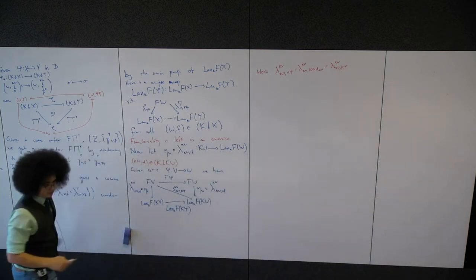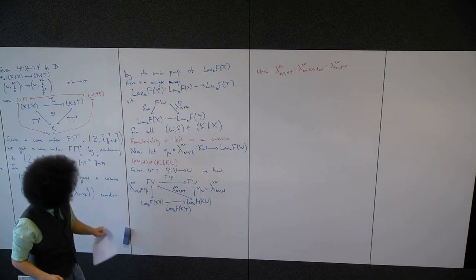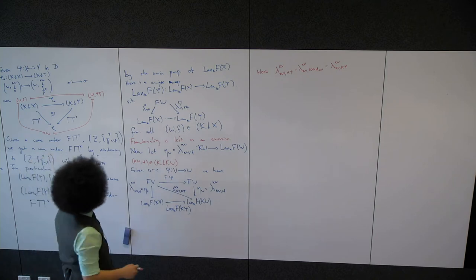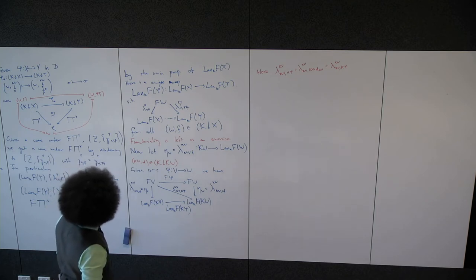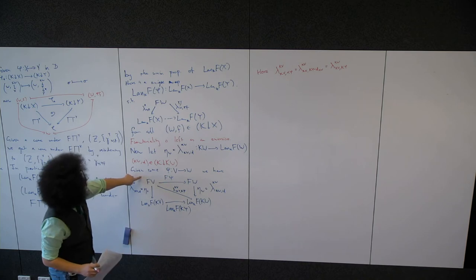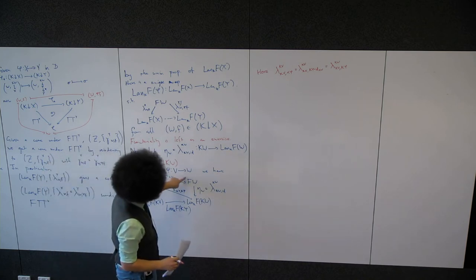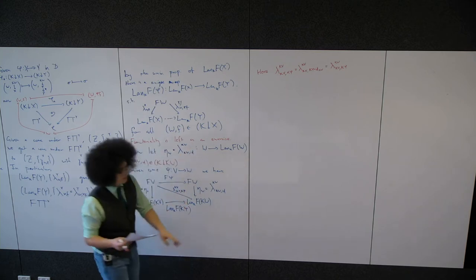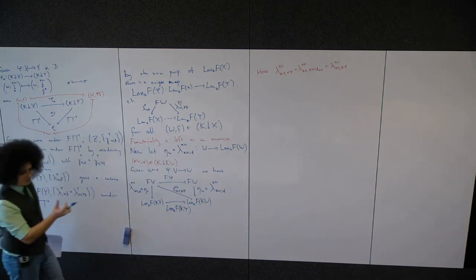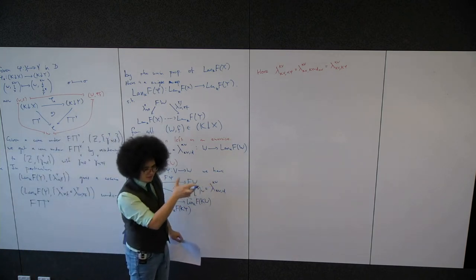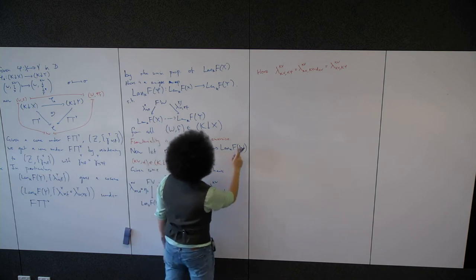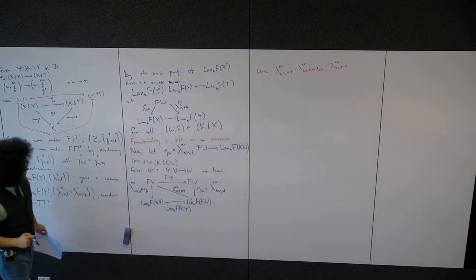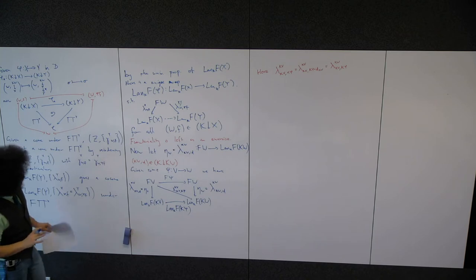All right, so yes, they seem to be different in the square. Which square seems to go from FW, but up there it goes from KW. Oh no, this should definitely be FW, right? Because our natural transformation needs to go from F to K composed with the left Kan extension. So this should be F, and this should be KW. All right. Thank you.